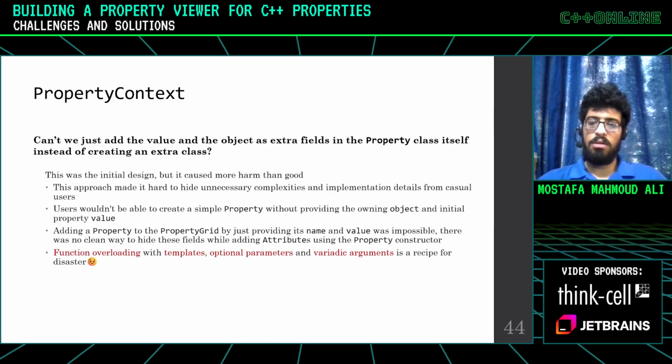Then why can't we just add the value and the object as extra fields in the property class itself instead of creating an extra class to group all of this? Actually, this was the initial design, but unfortunately, this meant that there was no good way to hide all the unnecessary complexities and implementation details from casual users who just want to add a simple property by providing a name and a value and maybe some attributes. There was no clean way to keep the object parameter and the attribute parameters hidden from the user who just wants to create a simple property with a name and value.